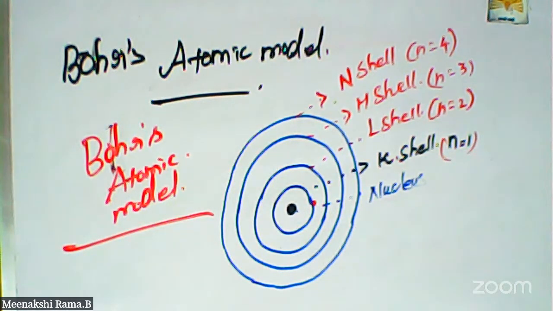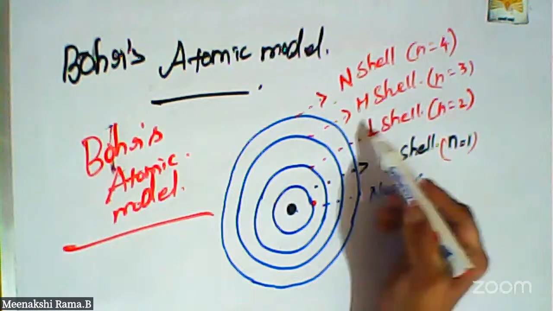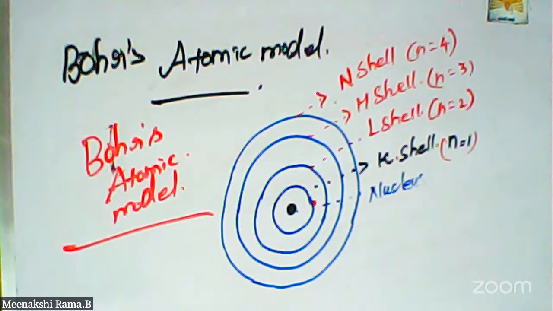The second orbit is called the L shell. The energy level is increased. The third level is called the M shell, and the fourth one is the N shell. The fourth orbit gains more energy also.